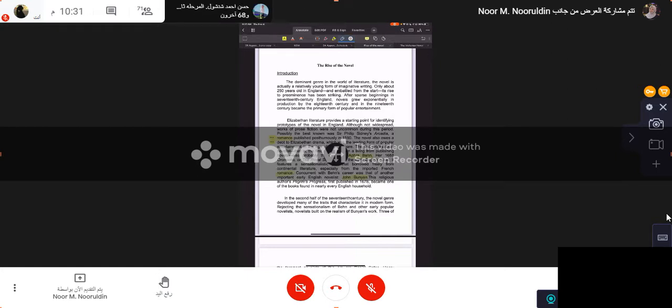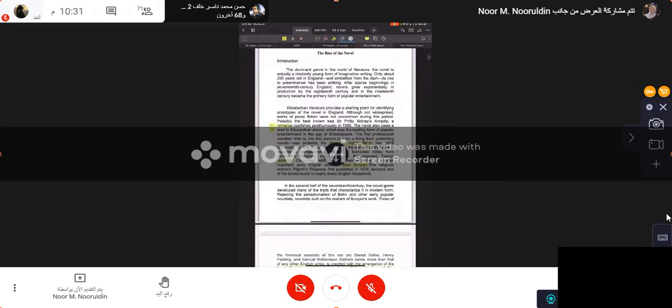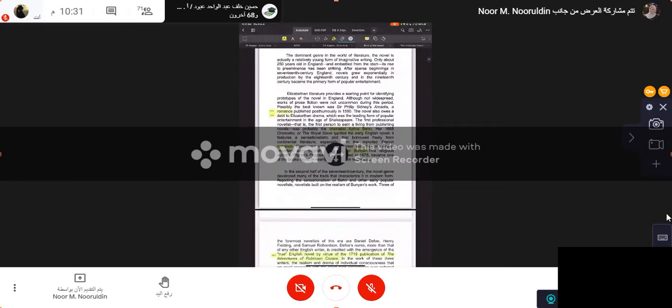The other one is John Bunyan and his work, The Pilgrim's Progress. Actually, it is a religious work, but even though it was widespread in almost every household in England.